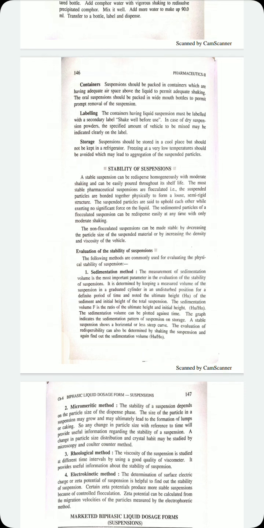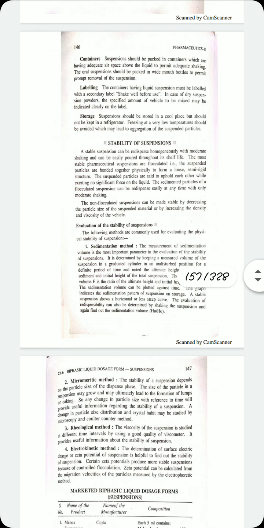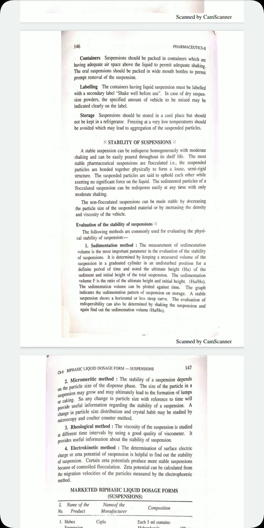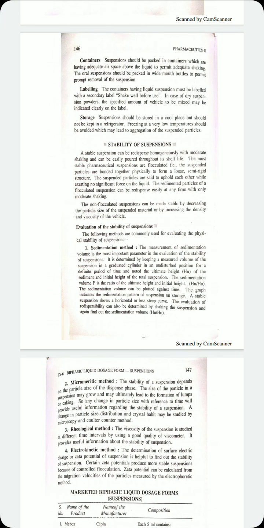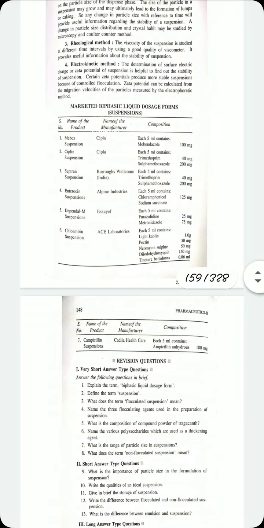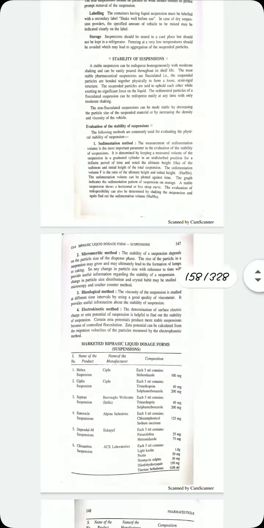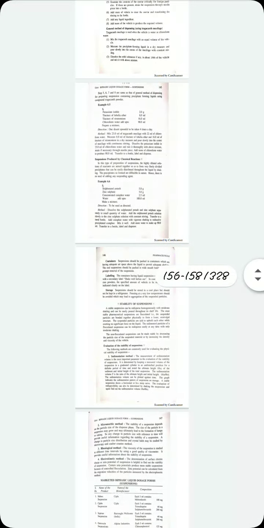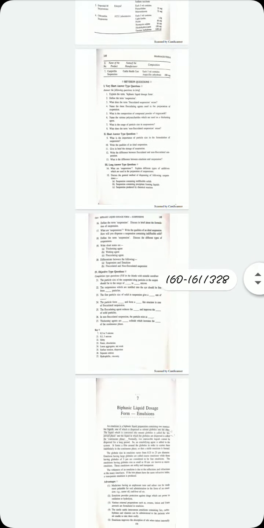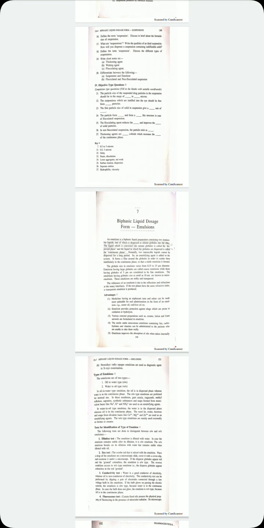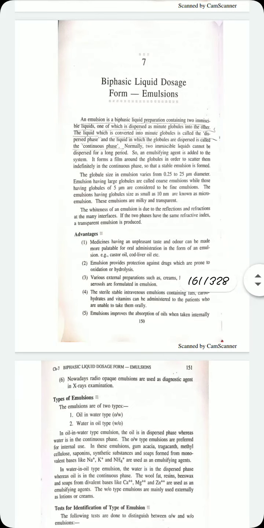Next point is the stability of suspension. Evaluation of stability of suspension is done by four methods: sedimentation method, micromeritic method, rheological method, and electrokinetic method. So here is the end of your chapter, biphasic liquid dosage form, in that suspension. In the next lecture we will see about emulsion.